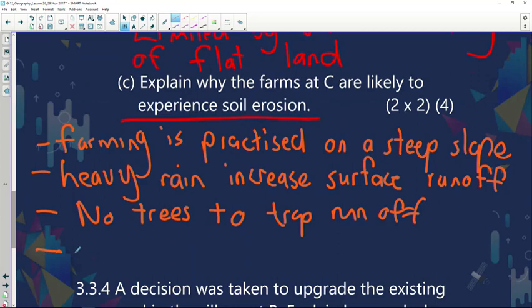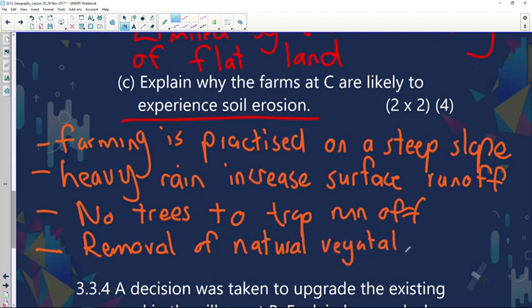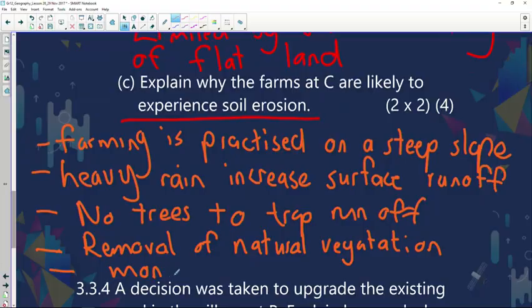And what we can say as well, the removal of natural vegetation as well. The removal of the natural vegetation basically increases that soil erosion will take place because deforestation takes place. And lastly, what we can mention as well, if they practice monoculture. If the farmer does not practice the correct methods of farming, it can create monoculture, planting the same crops, and that can lead to soil erosion as well.